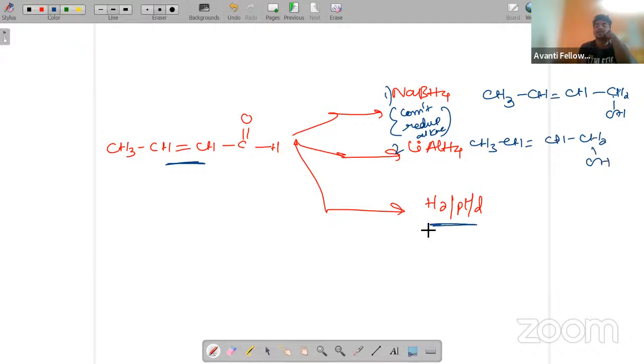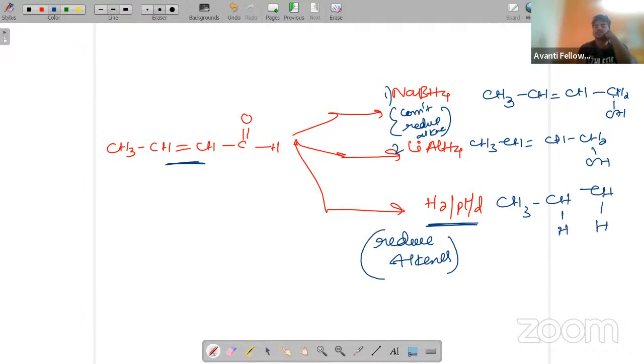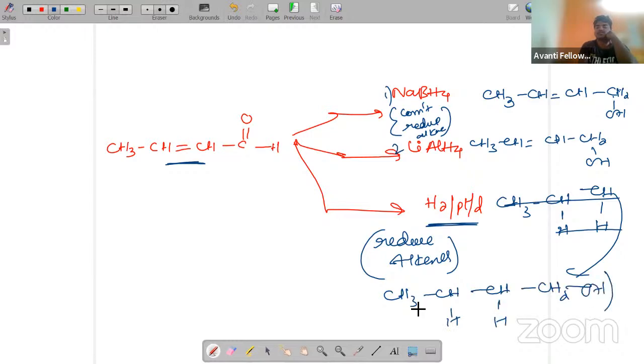Next, H2 can reduce alkenes. So now it will become CH3, CH2, CH2, and the final product is CH3, CH2, CH2, CH2, OH. So it can reduce both the alkene and the aldehyde. I hope everyone understands this one.